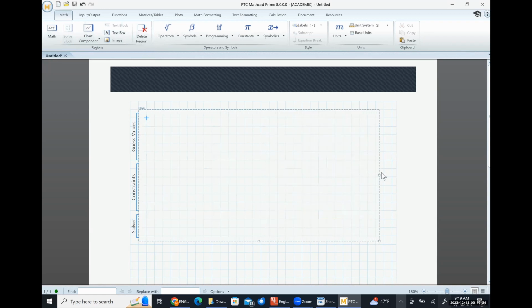Okay, so our solve block is broken up into 3 discrete parts. Up here at the very top, we have our guess values.